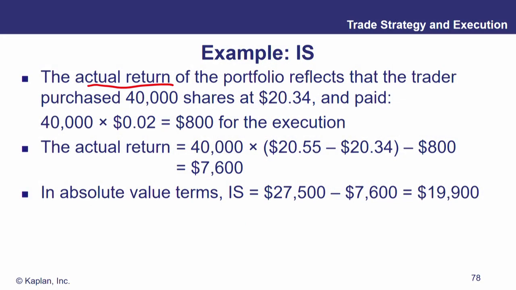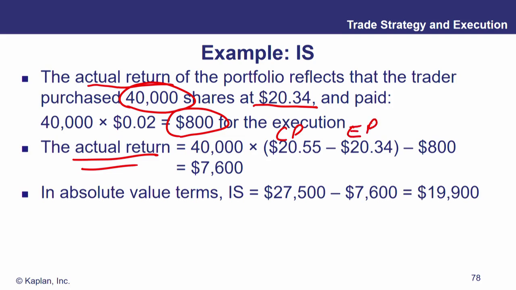Well, what did I really get? Okay, so the actual return of the trade reflects that the trader, remember, only purchased 40,000 shares of the 50,000 share order at a price of $20.34. So they also paid commissions of 40,000 shares times 2 cents a share, or $800 for that execution. So what did I actually get in my return? I got 40,000 shares. Remember, I didn't buy 50. We have a closing price, again, of $20.55. But now our execution price was $20.34. Our commissions were $800.